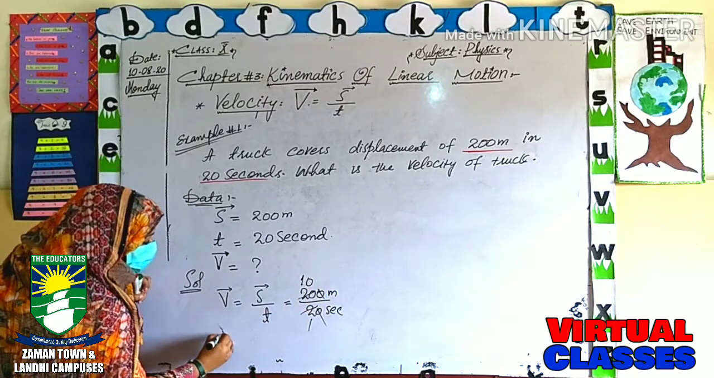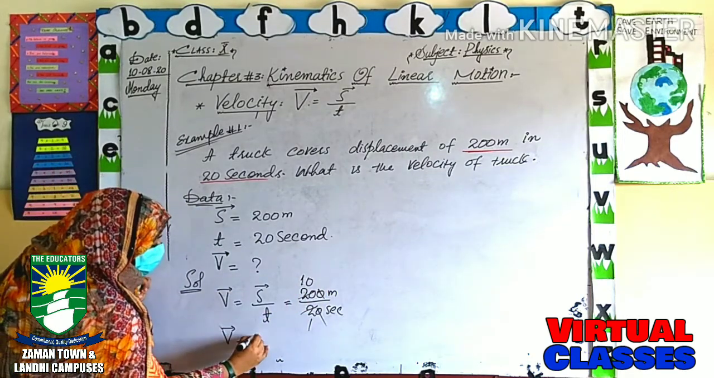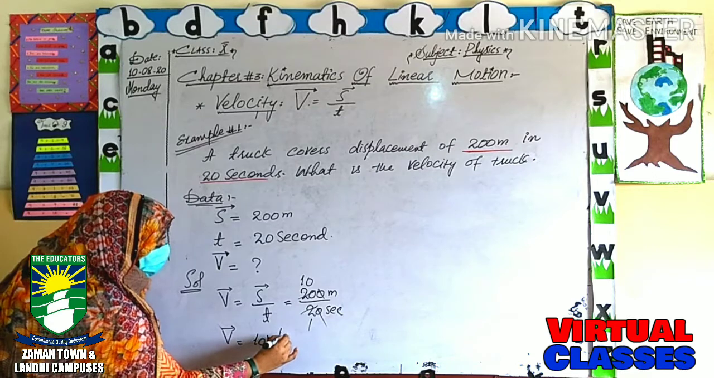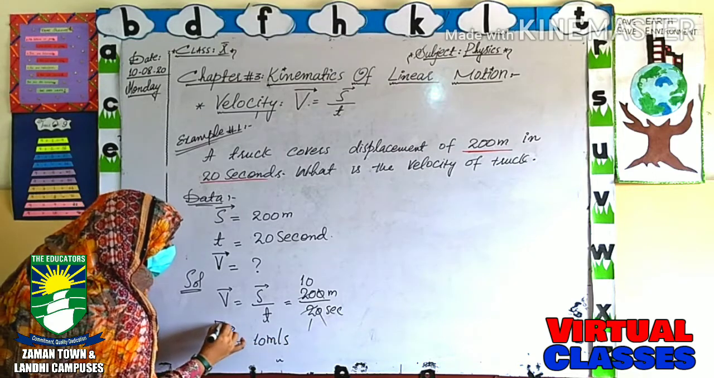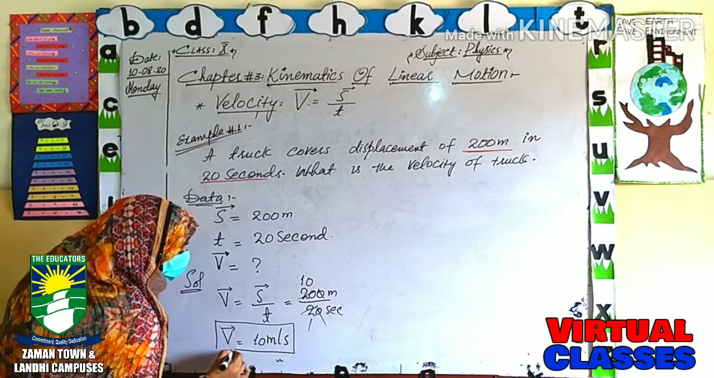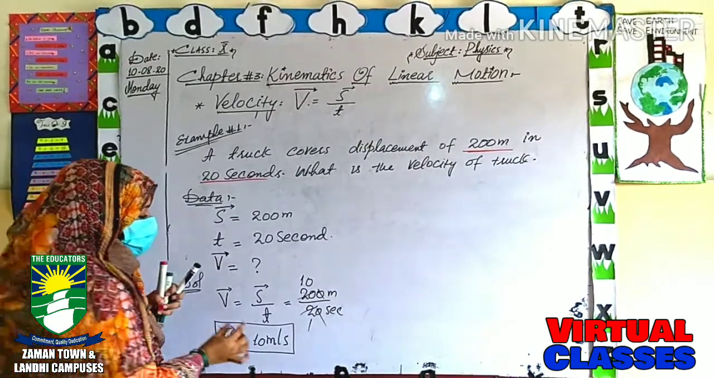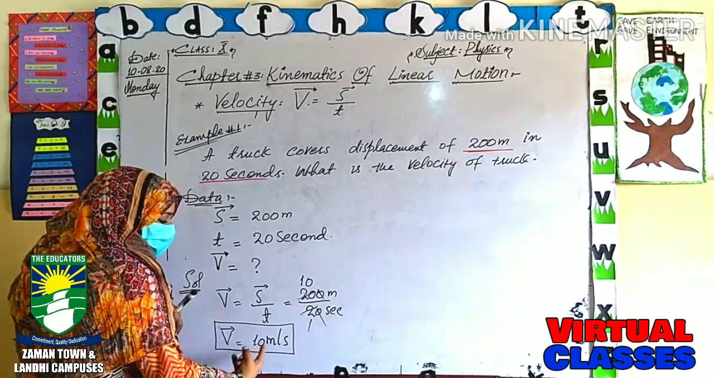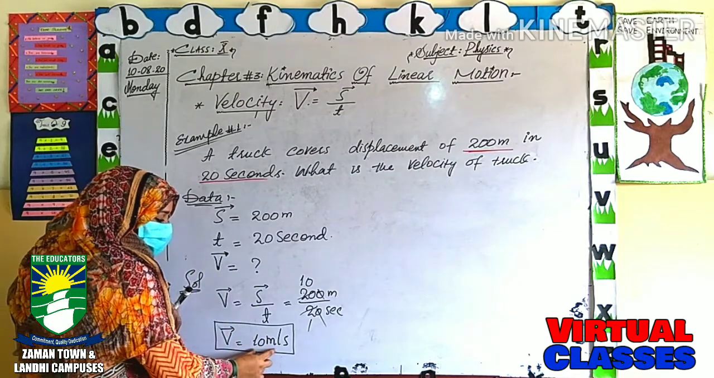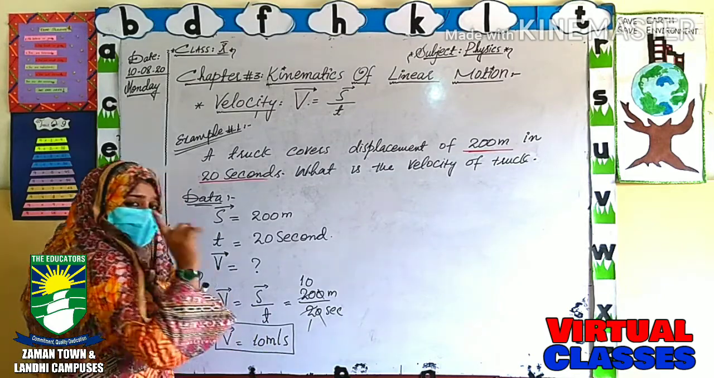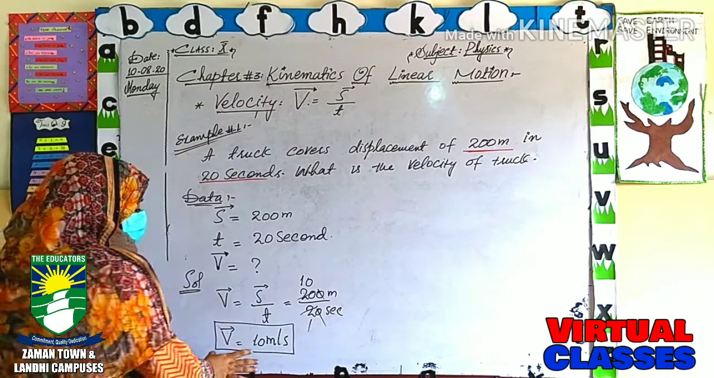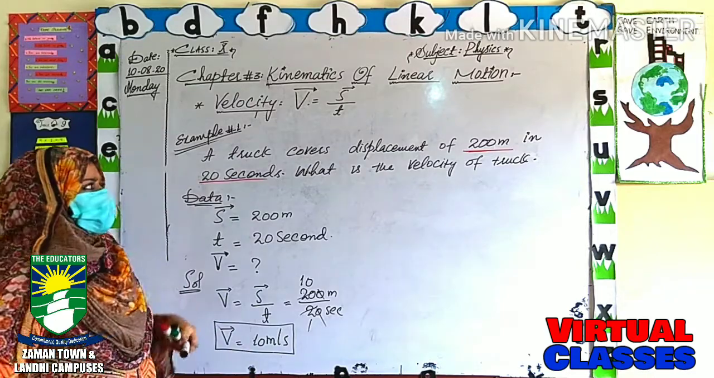What is the answer now? We have 10 meter per second. So the velocity of the truck is 10 meter per second. What is this 10 meter per second telling you? The truck is covering a distance of 10 meter in 1 second. That's the velocity of the truck.